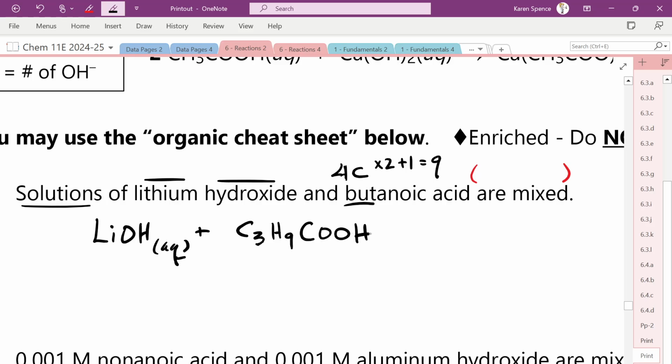But you don't need to do that because on the quiz, it's going to say C3H9COOH. And you're just like, oh, thank goodness that was there. I didn't have to remember all of that. And this is also a solution, so it is aqueous. You need to recognize that you have an acid and a base.